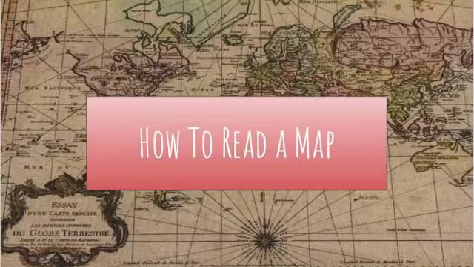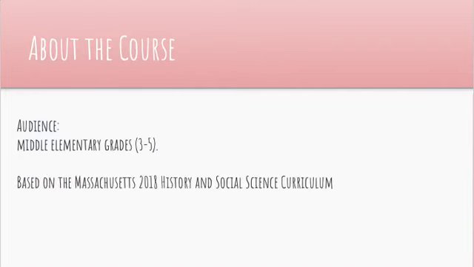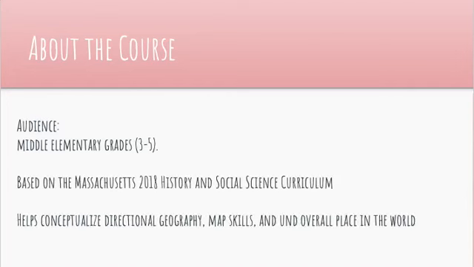So I am making a geography short course. It's titled How to Read a Map. The audience for this course is the middle elementary grades, so that's grades 3 through 5 in Massachusetts. This is based on the Massachusetts 2018 History and Social Science curriculum. This course is going to help conceptualize directional geography, map skills, and students' overall place in the world.